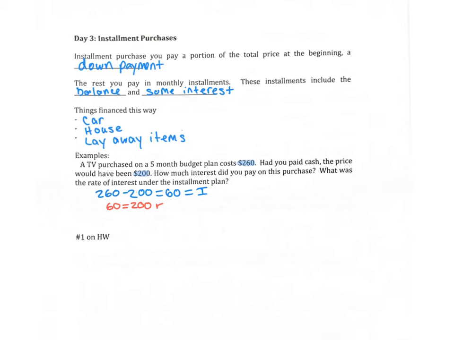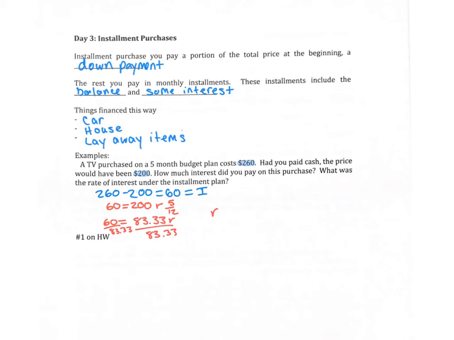Here's where this one is a little bit different. Because we're not talking about a full year, you purchase this on a 5-month budget plan. So I purchased this by doing 5 out of 12 months. Again, our time is always in terms of years, so just be careful with that. So then we have 60. If I multiply 200 times 5 and divide by 12, I end up with 83.33R. Then I can divide both sides.